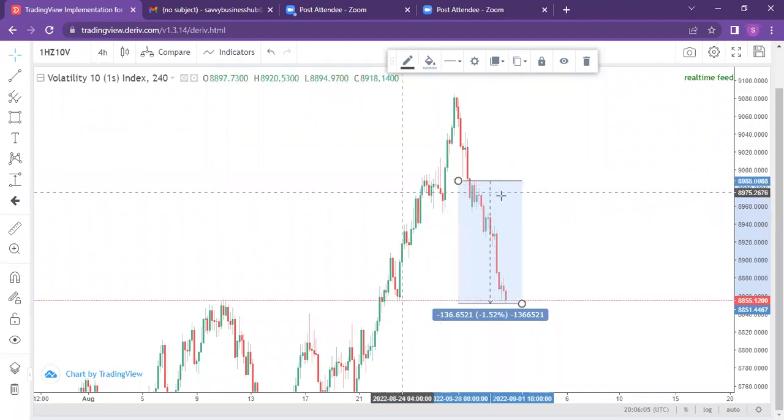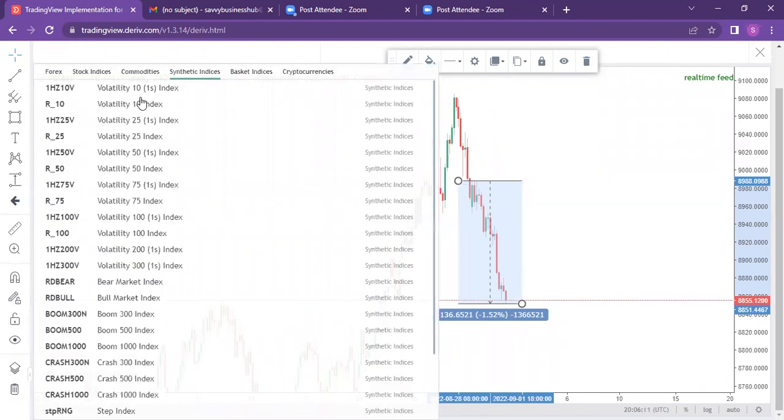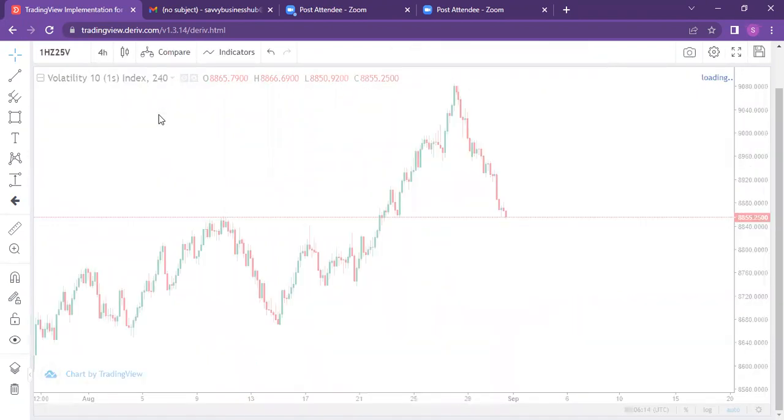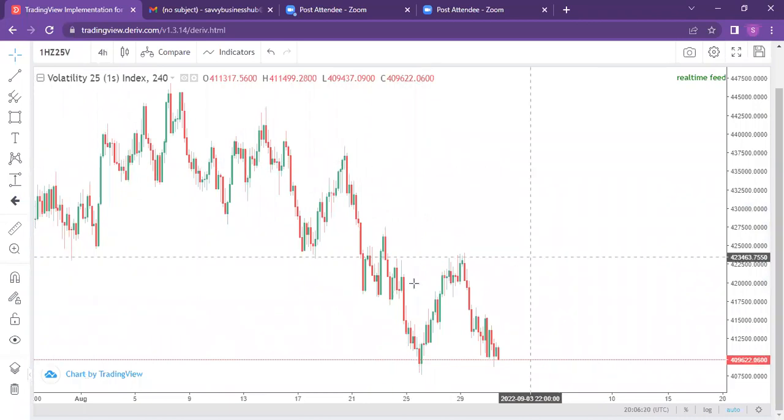You get to where you're going. You don't need to rush. Now, that is for VIX10 1x. I'm going to go to VIX 25 1x now. You guys should be noting it down, because it's really, really important.